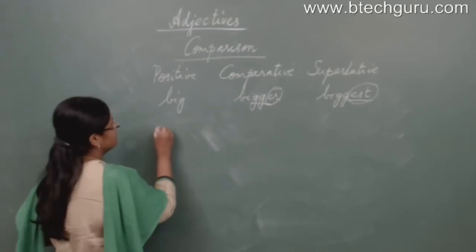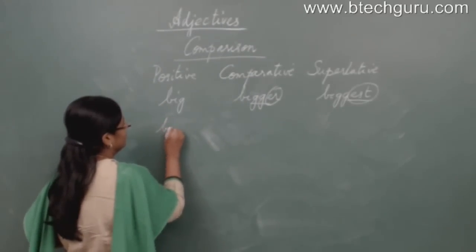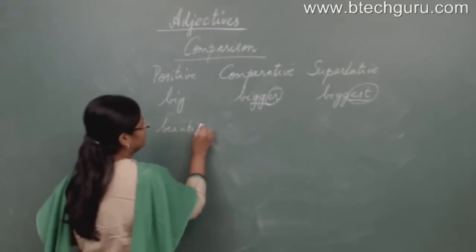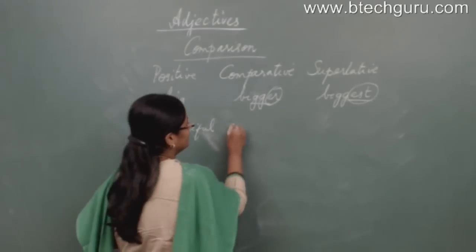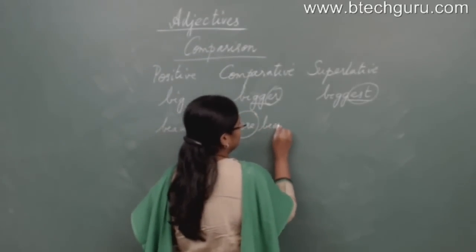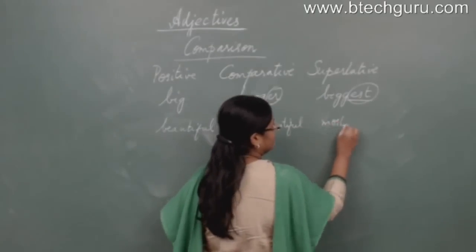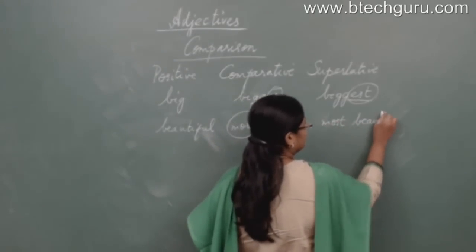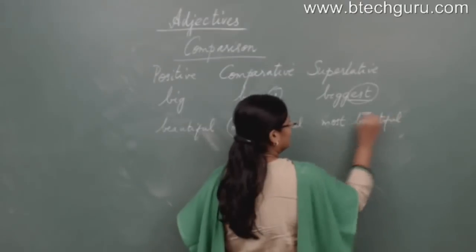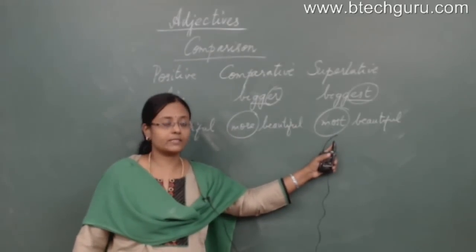There are some words where you see, like beautiful, you don't add er here, but we add the word more. More beautiful and then most beautiful. More is comparative, most is superlative.